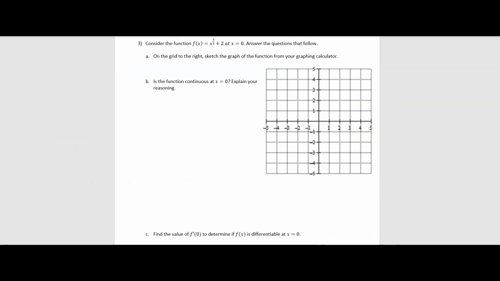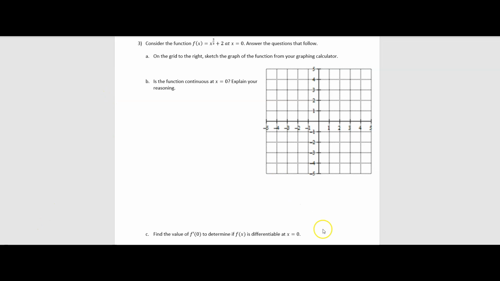So let's do the same process for this one. Sketch the graph from your calculator, figure out whether the function is continuous at x equals 0, and then try to figure out whether the function is differentiable at x equals 0. Again, assuming that you may need to double check the differentiability by taking the derivative by hand, just to be sure. Might be a good idea.